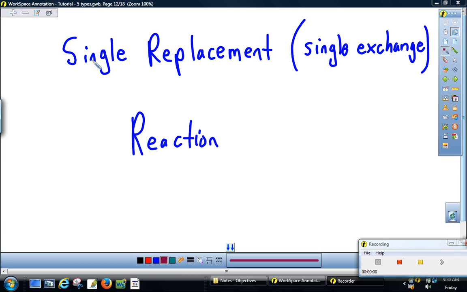Today we're going to continue looking at types of chemical reactions, and we're going to look at the third type today. We commonly call this a single replacement reaction. Other names for it are single exchange reaction or single displacement reaction.